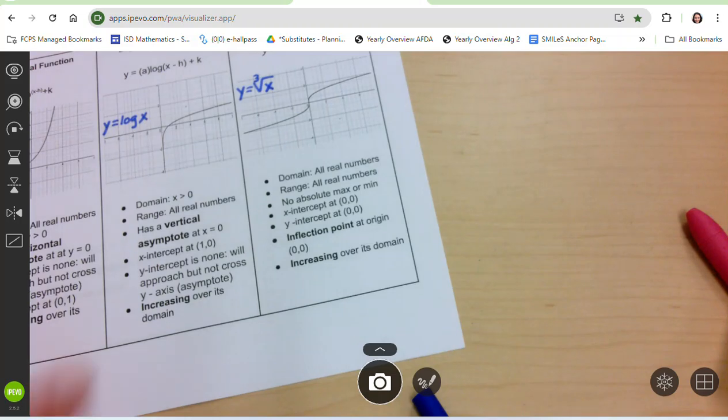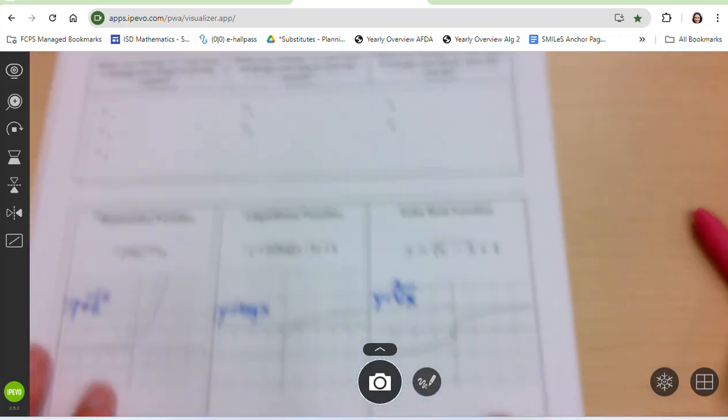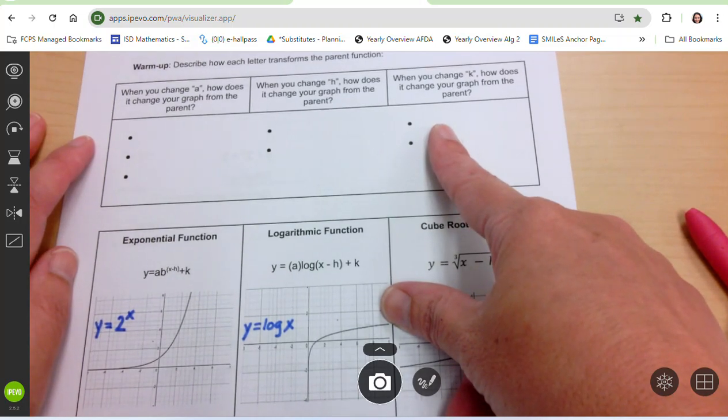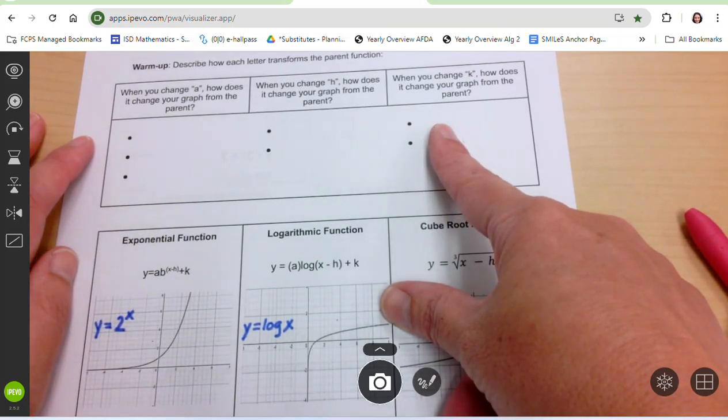Okay, so here's our notes for today. We already filled in the warm-up by going back to our notes from last class to decide what the A and the H and the K do.